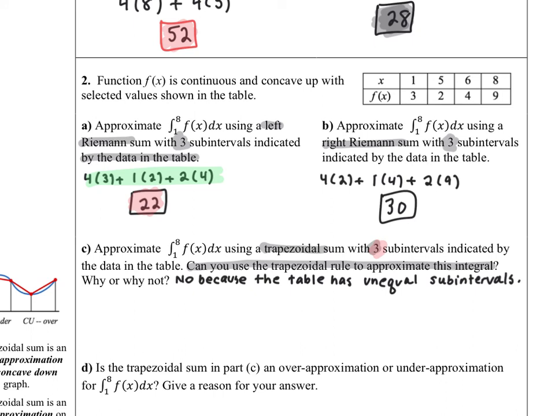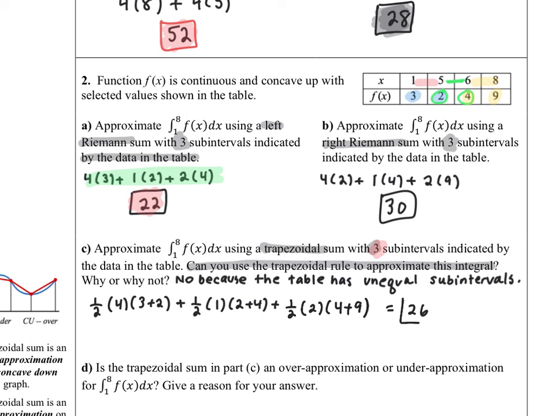Trapezoid number 1 is going to extend from 1 to 5. That is the height, so it's got an h of 4 times the sum of the bases, and these are my 2 bases, the 3 and the 2. Trapezoid number 2 has a height of 1 because we're going from 5 to 6. Its 2 bases are the 2 and the 4. And our third trapezoid has a height of 2, from 6 to 8 is 2 units. Its 2 bases are the 4 and the 9. So my final trapezoidal approximation is going to be 26.